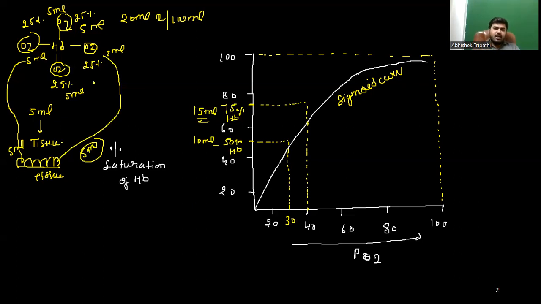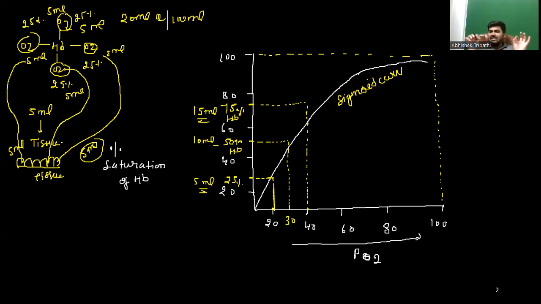Now again, 5 ml of oxygen is delivered into tissue. So the remaining will be only 25%, in the sense of 5 ml. Here the partial pressure will be 20. Is that clear or not?